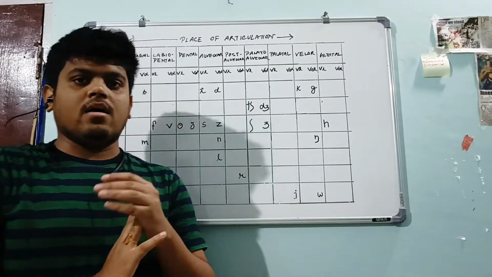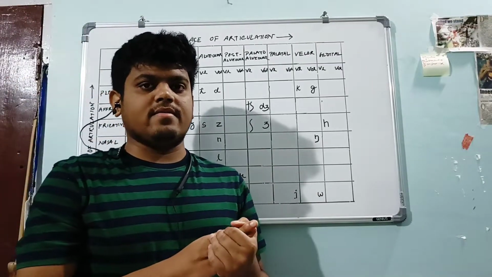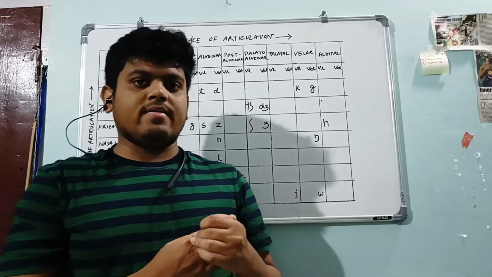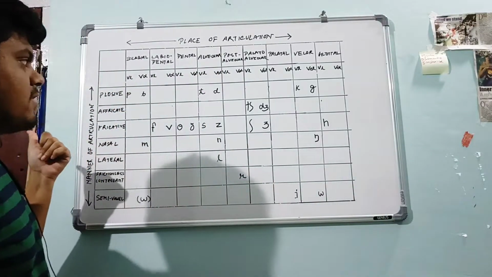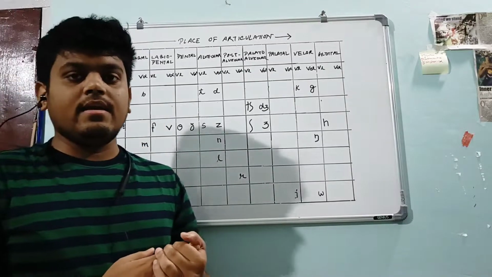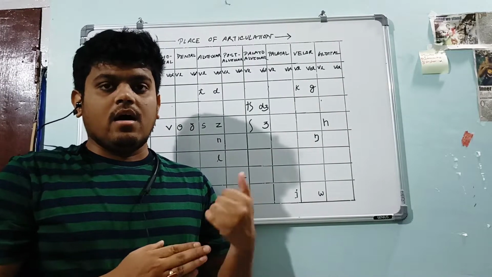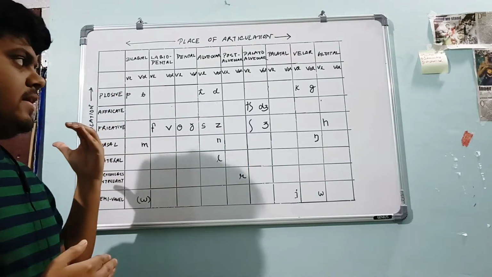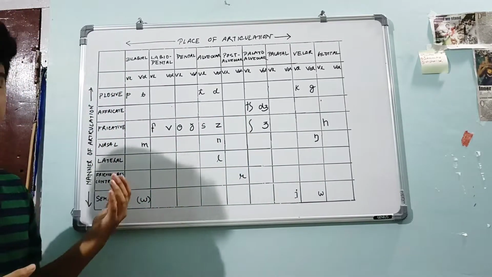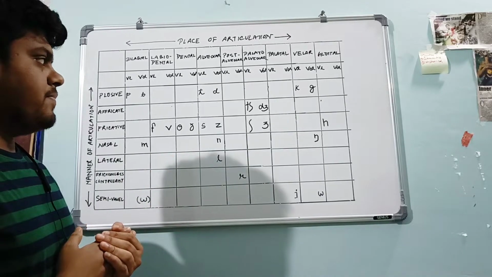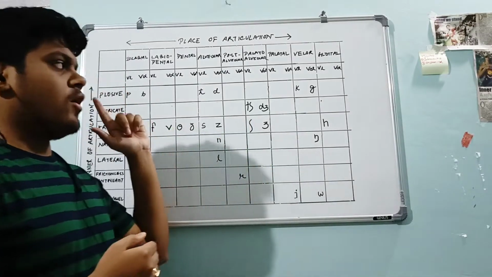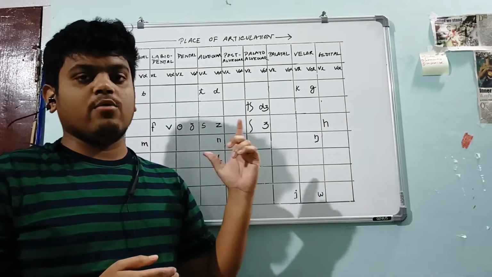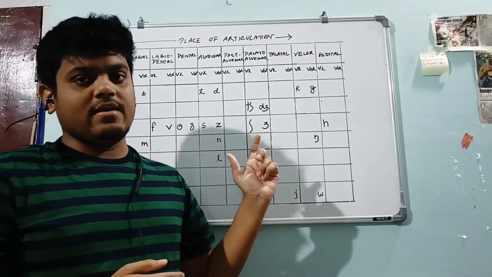Hello everyone. In this video we will discuss the English consonant sounds. As you can see here, this is the chart representing the sounds produced in the standard form of English. One more thing, this is not the IPA chart. This chart is basically representing the sounds that are produced only in the English language.